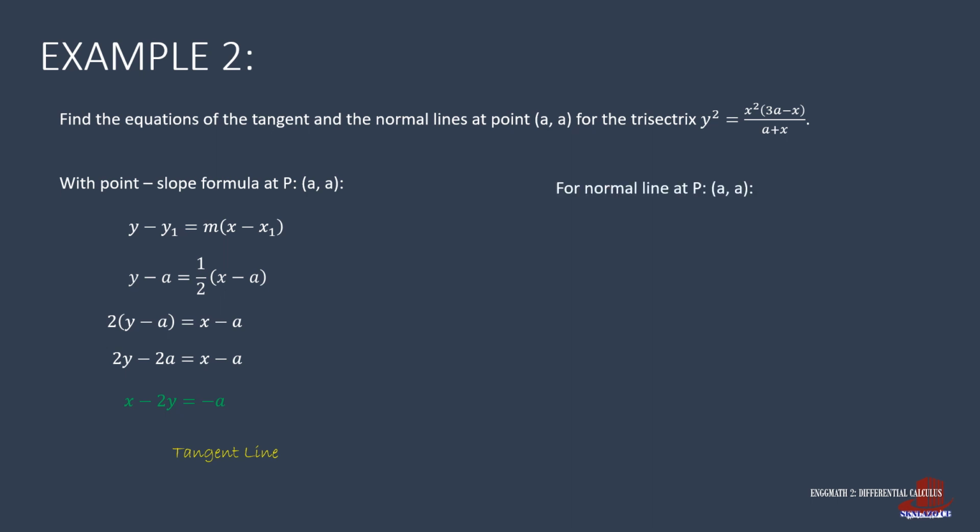The normal line at the same coordinates will be the negative reciprocal of the coefficients like 2x plus y, then substitute the coordinates a, a into the expression to have 2a plus a or 3a. So the normal line equation is 2x plus y is 3a.